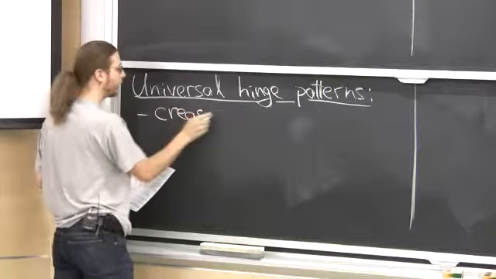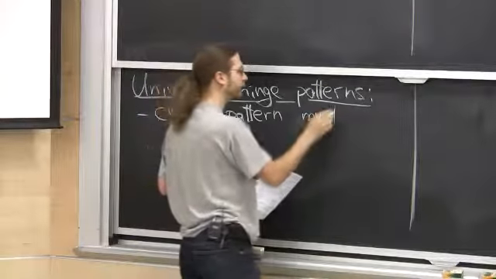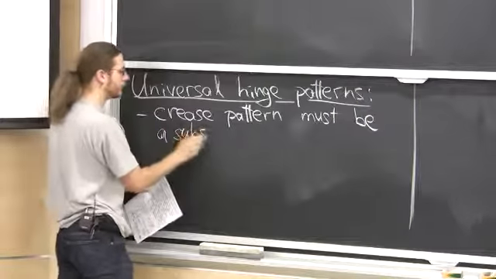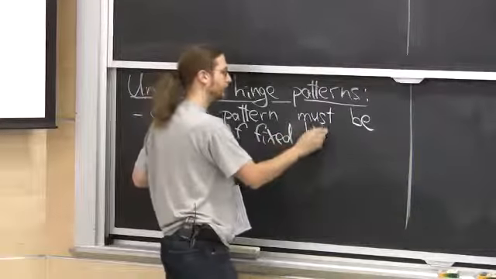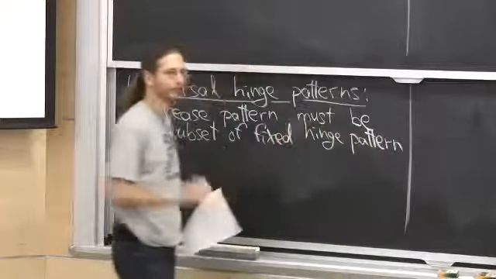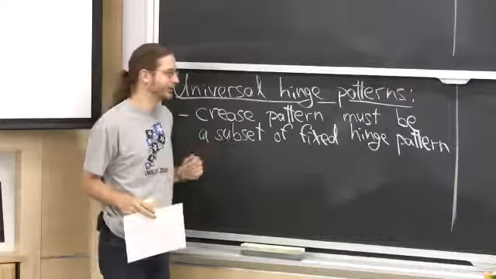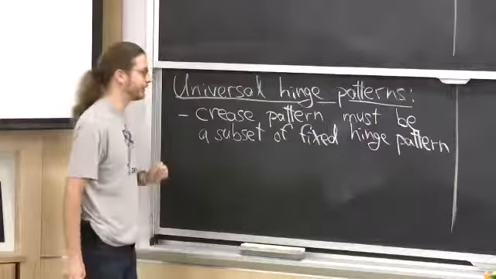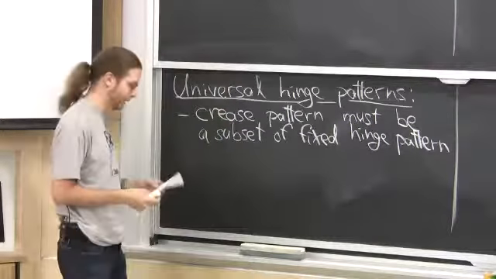So the idea is to require that the crease pattern of whatever you want to fold must be a subset of some fixed hinge pattern. And the goal is to make one hinge pattern to rule them all, one hinge pattern that you can make anything. I mean, you can't make literally anything, I don't think. I was wondering about this yesterday, but we're not going to try to make everything out of one hinge pattern, but we want to make lots of different things somehow from one hinge pattern.